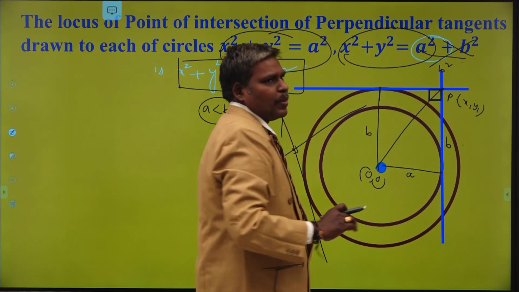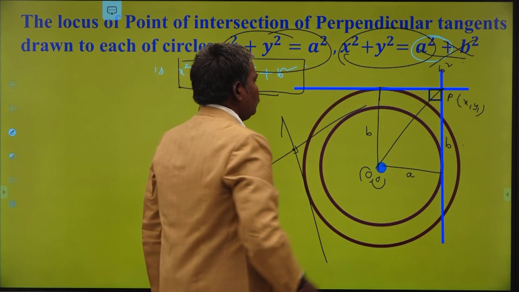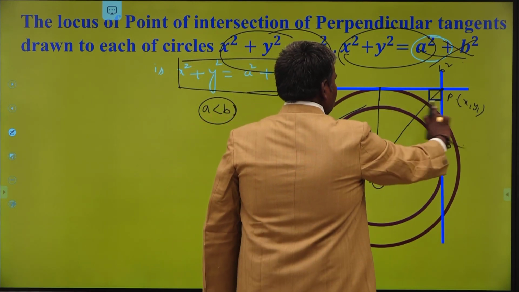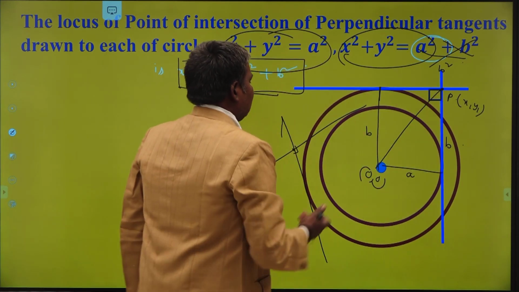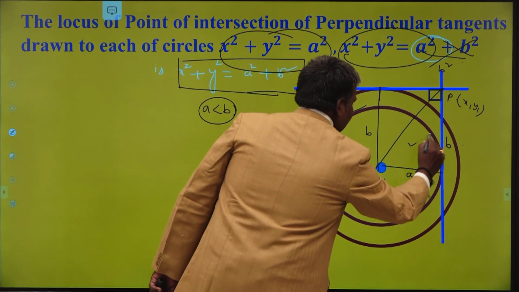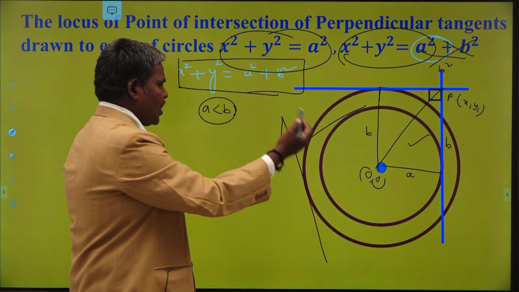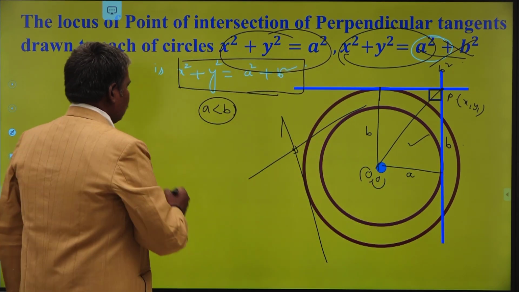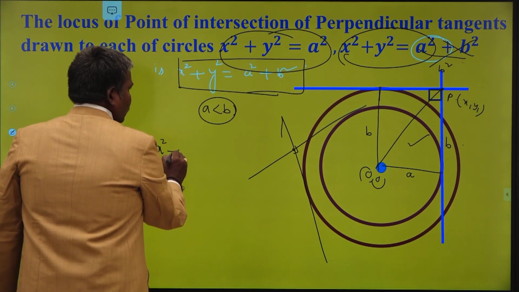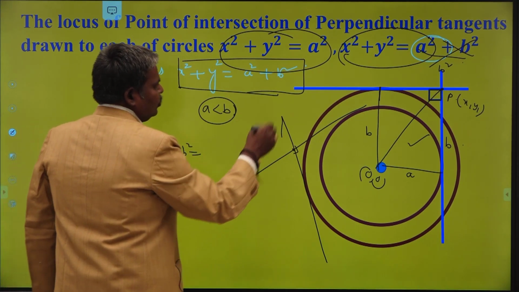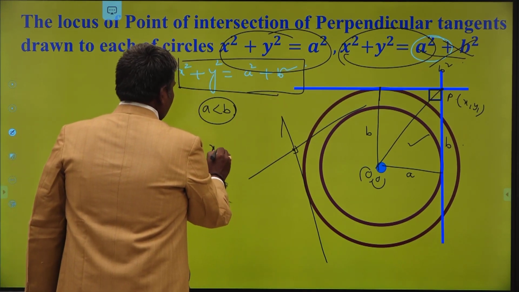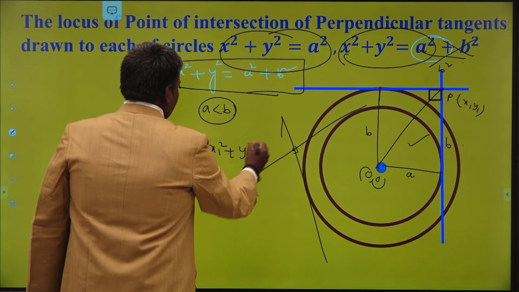The distance between two parallel lines is always the same. So these two are tangents, so these two distances are equal. From that right angle triangle, this is your right angle triangle. We can say that side square plus side square is equal to hypotenuse square. That means a square plus b square is equal to x1 square plus y1 square. Am I correct or not?